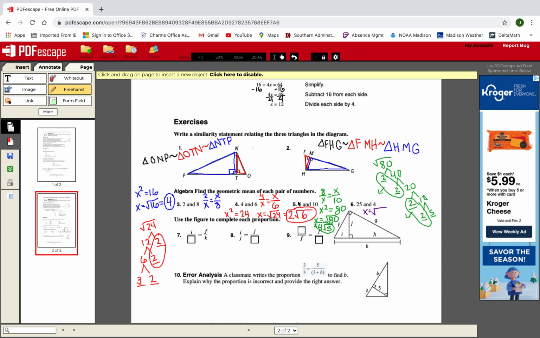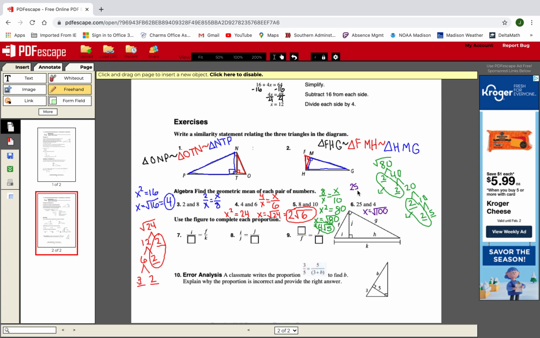Every time we have found the geometric mean between two numbers, we've basically just taken the square root of the product. So the square root of 25 times 4. If you think of 25 as a quarter, as money, 4 quarters is $1. So the 25 times 4 is 100. Now, I guess we'll go ahead and write this out.